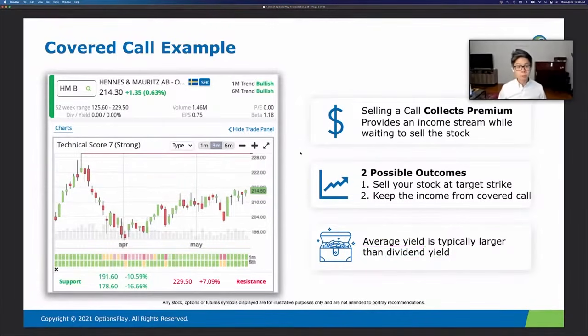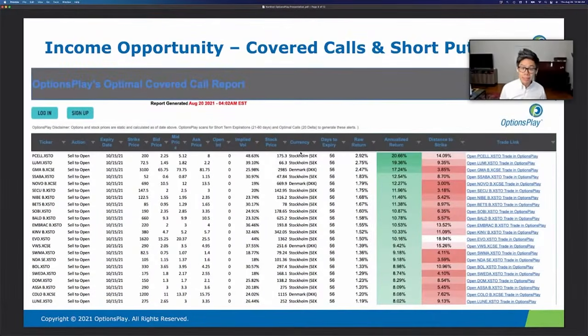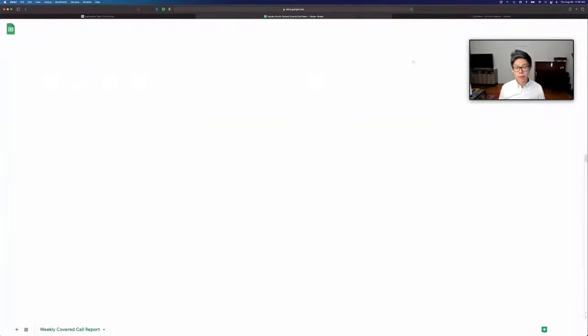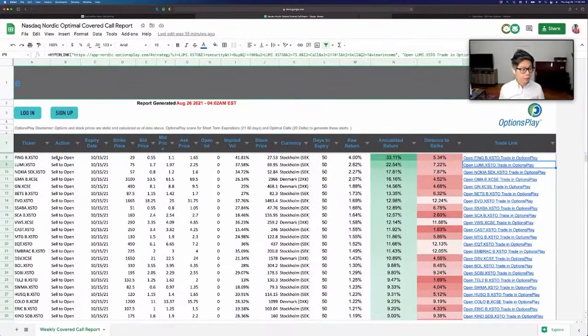So I want to show you how to actually find opportunities like this, because we publish a covered call and short put report. We're going to talk about the covered call report here today. And the covered call report is organized for you based on the annualized return. So how much income are you actually collecting from that covered call? And what we do is we scan every single optionable symbol in the Nordic markets, and we sort it based on the annualized return. So if you look at the live report here, this is the report that you'll have access to, and I'm going to show you how to access this at the end of the session.